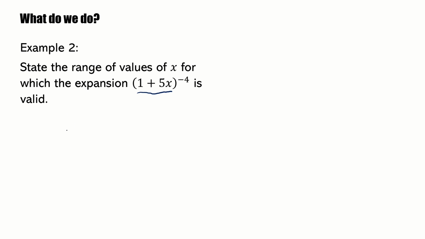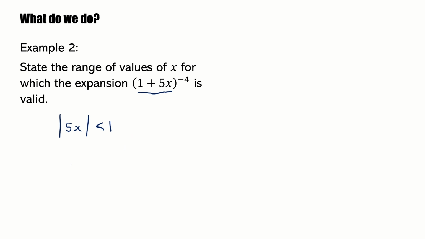So instead of the modulus of x being less than 1, the x gets replaced with 5x, meaning we know the modulus of 5x is less than 1. The only thing we've got to do is then rewrite this to make it more clear that x is the subject of this range of values.